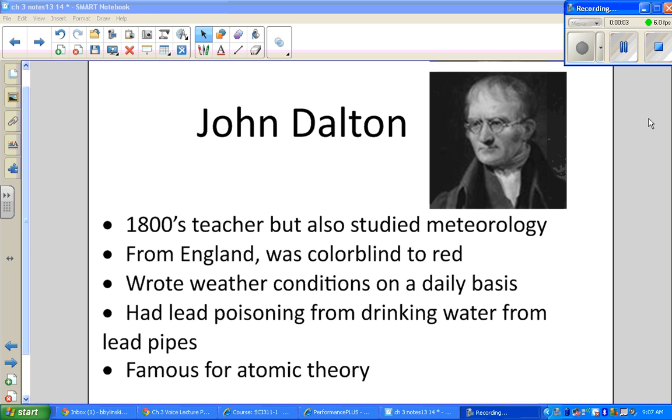Alright, so on your screen right now you have John Dalton, who was a teacher in the 1800s. You can see his picture, but he also liked to study meteorology. He was from England, colorblind to red. He liked to write the weather conditions on a daily basis, which is something that he was just interested in. He also had lead poisoning from the drinking water that was passing through the lead pipes in England that eventually killed him. And he is famous for the atomic theory, which is the heart of this section right now.